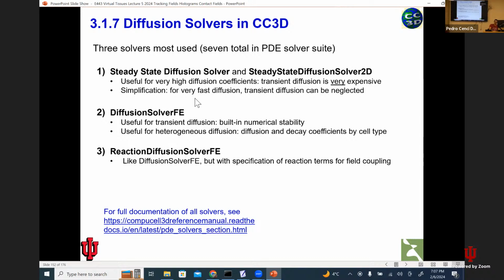In CompuCell3D, there are different diffusion solvers. In general, we will use the diffusion solver FE, that's the standard one. But there are other options. There is the reaction diffusion solver, where you can have multiple fields interacting with each other. That's not very common, but you can do that. Let's say you are simulating a cell that is secreting an enzyme that breaks down a certain protein in the ECM. Then you may consider using the reaction diffusion solver. There is the steady state one. It gives you the steady state right away. It's a little bit slower because it has to simulate until the steady state every Monte Carlo step. And for full documentation, see the manuals.